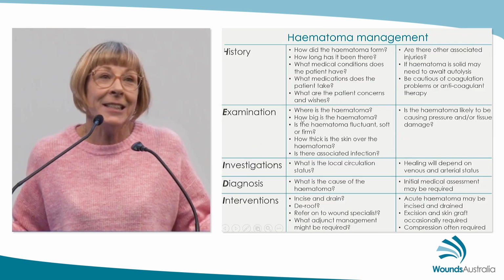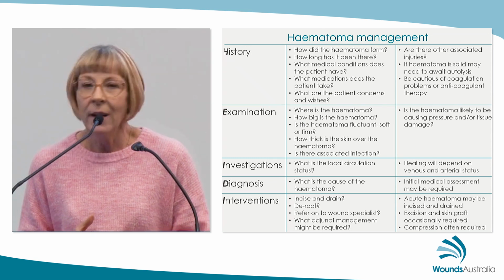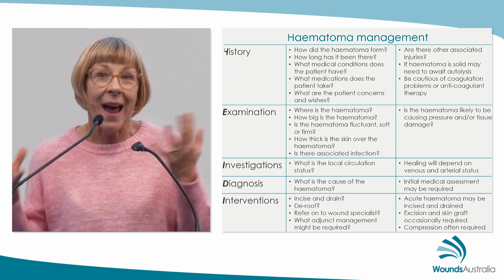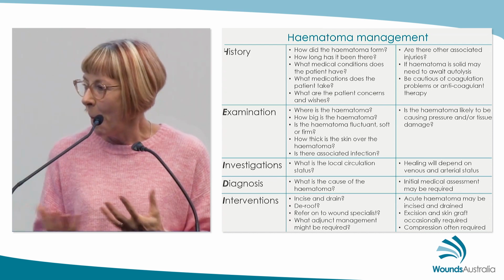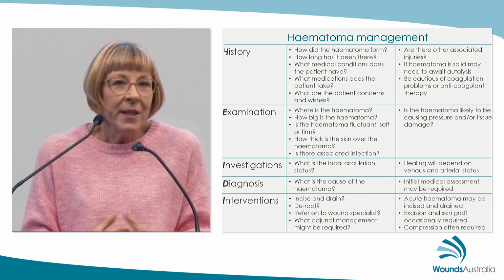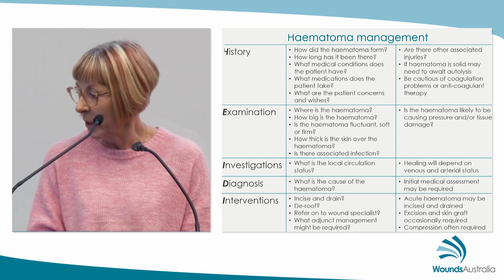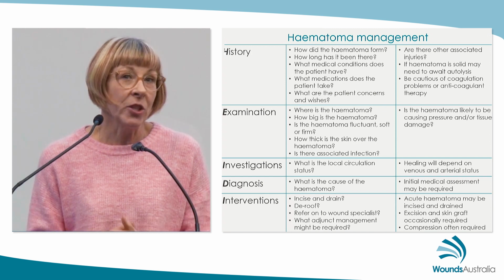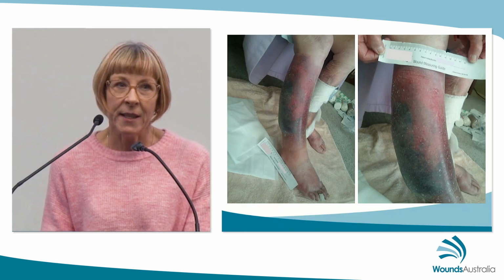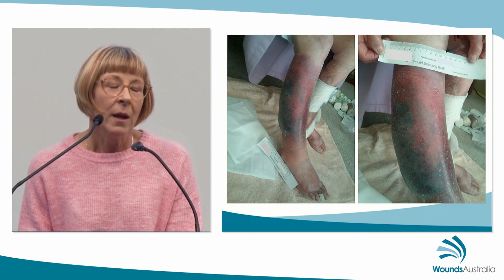Okay, so again, it's the same as we did before. Using our Heidi framework, it's exactly the same type of questions. You know, how did it occur? How long has it been there? What other medical conditions does the person have? What medications do they take? Be cautious of anticoagulants. Where is it? Is there associated infection? What's the local circulation status like? Because this is quite important. And then what are we going to do about it? Certainly for, I have to say, a very extensive hematoma like that, I would definitely be recommending medical review.